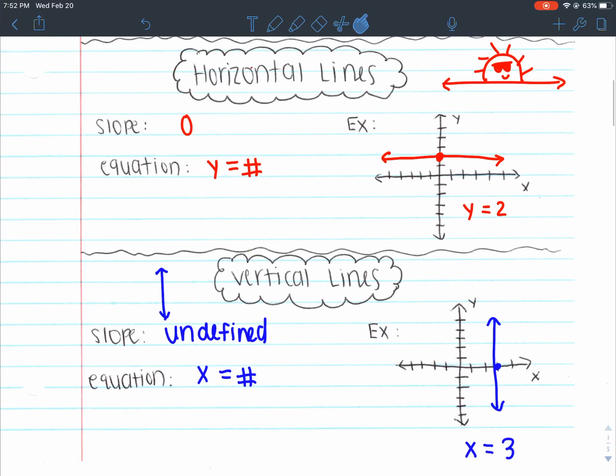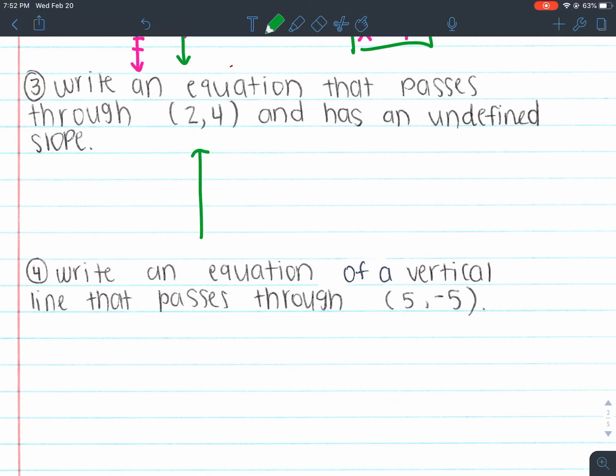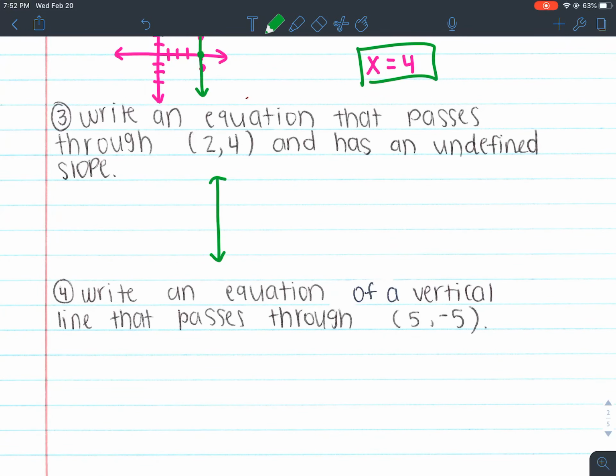Which one of these is an undefined slope? That's my vertical line. So my vertical line goes straight up and down. So it goes like this. And lines that look like that are x equals. Well, what is the x value of this point right here? 2. So it's just going to be x equals 2.